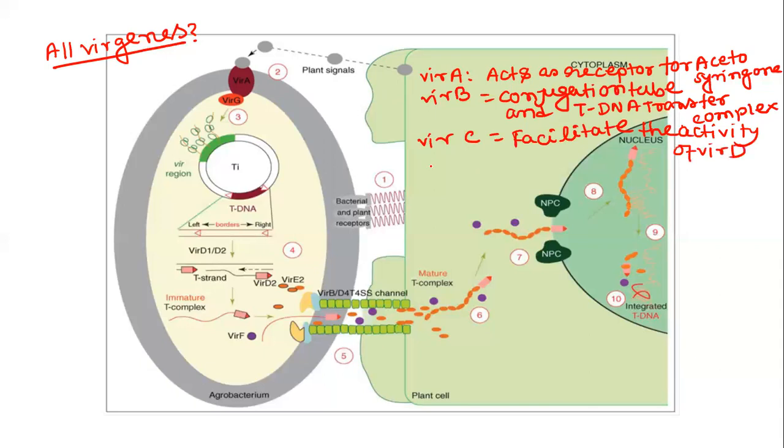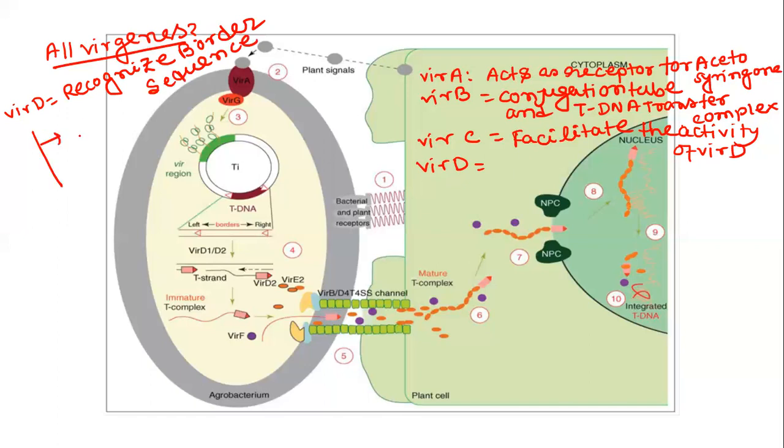Now vir D recognizes the border sequence, and it has two functions: endonuclease activity, and it nicks the border. There are vir D1 and vir D2. D2 contains an NLS signal, a nuclear localization signal.